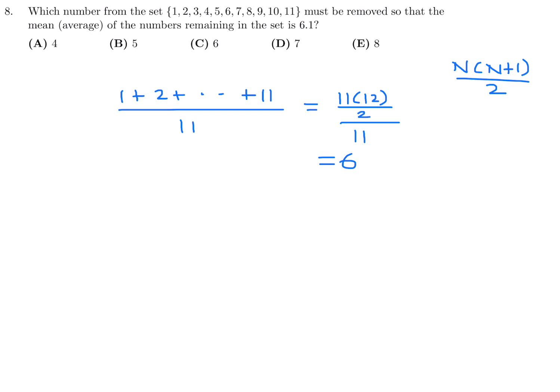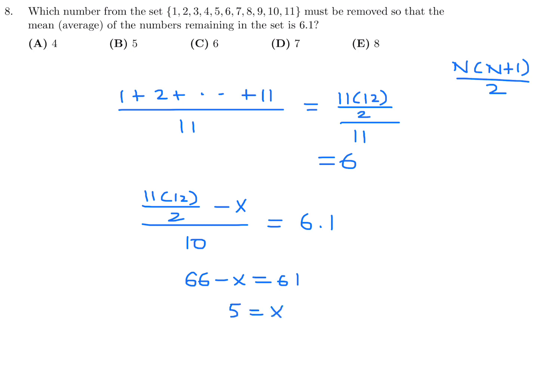Okay. Well, the total sum of 1 to 11 is 11 times 12 divided by 2. We're going to take out some number and then divide by 10, because it now will be only 10 numbers since one of these 11 numbers is going to be taken out. And that average is 6.1. So this is our equation. This becomes 66 minus x is equal to 61, and therefore x is equal to 5. So 5 is the number that you have to take out to meet the conditions of the question. So number 8, the answer is 5.